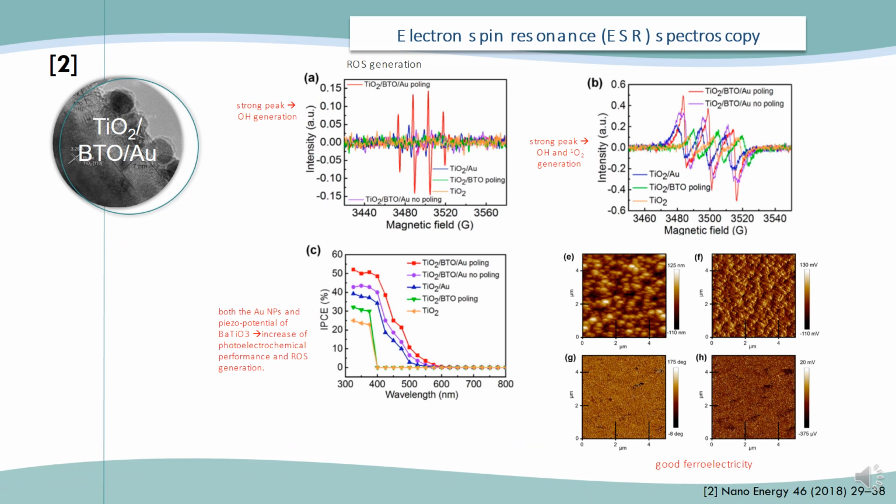And paper 2 inserts a barrier titanium nanolayer between titanium dioxide nanorod and a gold nanoparticle in order to enhance reactive oxygen species, also called ROS. And we can use ESR spectroscopy to verify the speculation that the insertion of the nanolayer will contribute to the enhancement of ROS generation. From the figure, we can see the final ROS products of hydroxide and oxygen were detected.